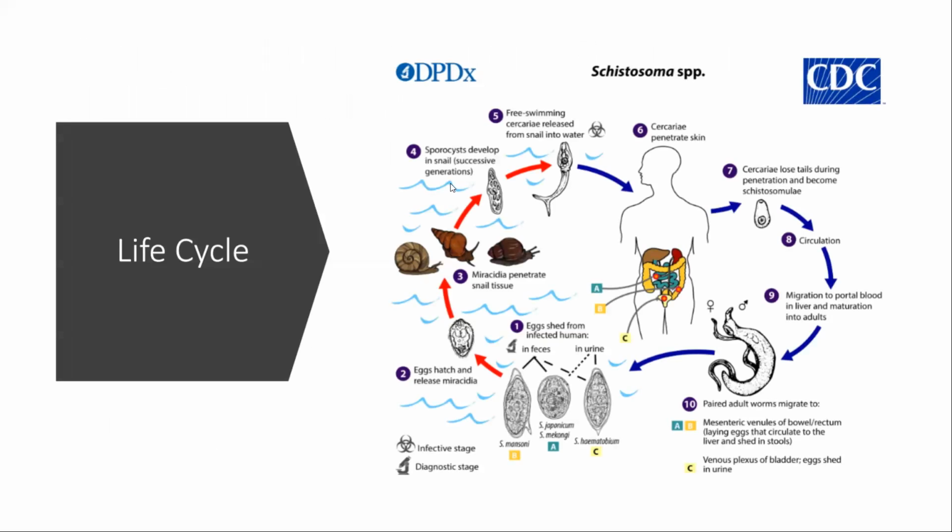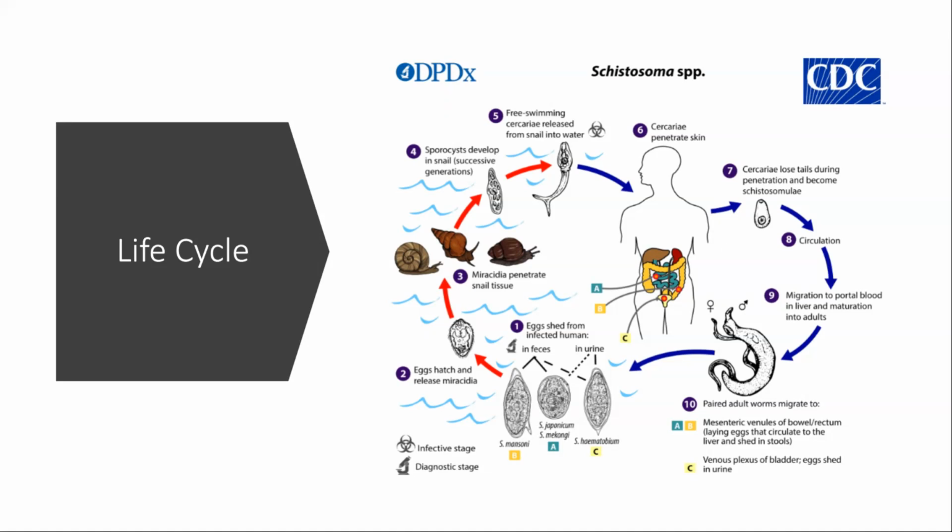All right, so here is the life cycle that I'm going to go through. The very first step is that it starts with an infected human. The second step is these people are peeing or pooping in the waters. Then the eggs are inside the water, and first they're going to hatch into larvae, and then the larvae are going to go ahead and infect the snail right here. This is the host. It's going to infect the snail.